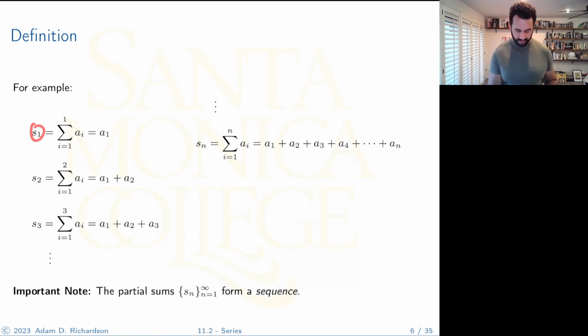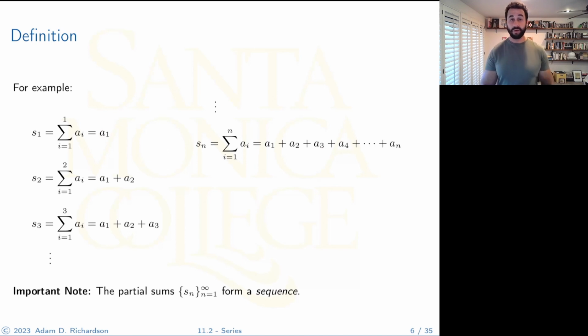S1 would be adding up all the terms from 1 to 1, so you just get the first term. S2 is adding up all the terms from 1 to 2, so you get A1 plus A2. S3 is adding up all the terms from 1 to 3, so you get A1 plus A2 plus A3, and so on. And Sn is adding up all the terms from 1 to n. There you go. So that's what S sub n is. That's what the partial sum is.